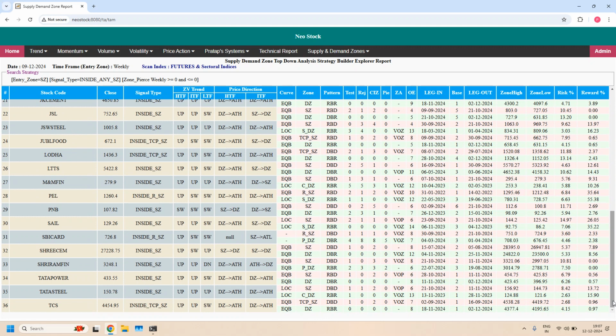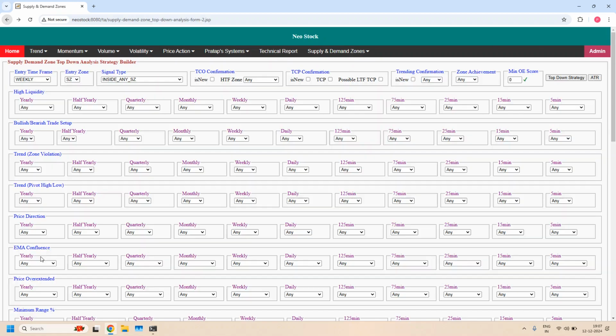So total 36 stocks are filtered, where price currently closed inside these weekly supply zones. And we can further filter based on high probability parameter, weekly EMA Confluence: weekly supply zones having weekly EMA Confluence. So let us apply that filter on these stocks.